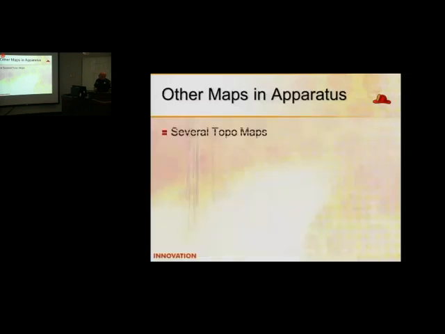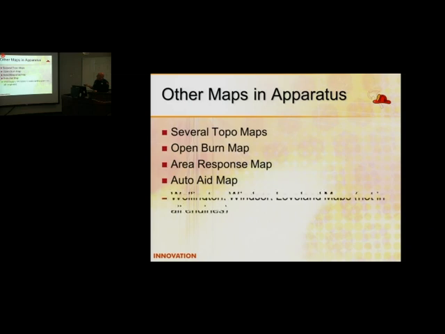All right. Other maps and apparatus. Some maps will have topo maps, especially if you're heading west into the foothills. 4, 7, the brush rigs will have topo maps on them. The open burning map, area response maps we showed, auto aid map. Wellington, Windsor, Loveland maps are in some of the engines, but not all engines.